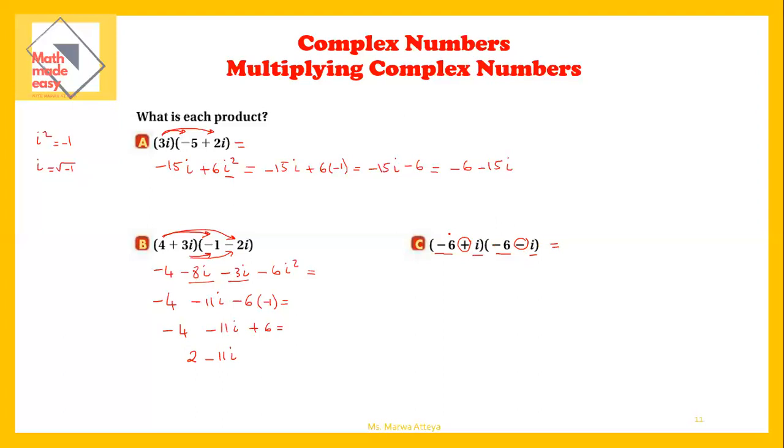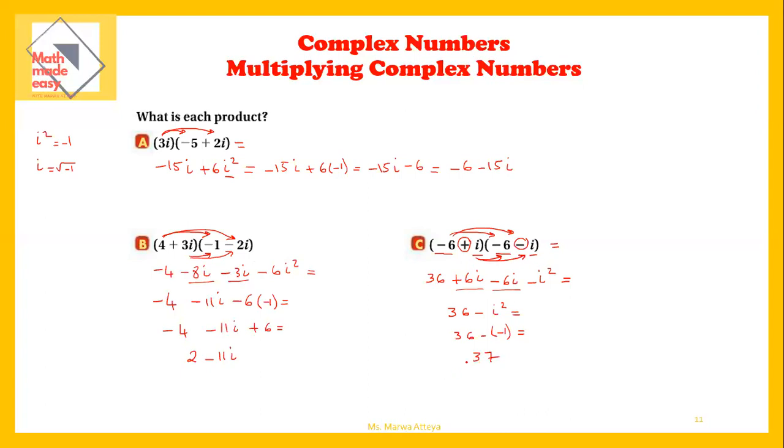Let's check it out. Again, we're going to be using the same method, multiplying the -6 by both of them. So -6 times -6 is +36. -6 times -i is +6i. Then we multiply the positive i by both terms. i multiplied by -6 is -6i, and the positive i multiplied by -i is -i squared. Combine like terms. -6i and a +6i will give you 0. So you will end up with 36 minus i squared. We know that i squared is equal to -1, so you're going to substitute, and you'll find that your final answer is going to be 37.